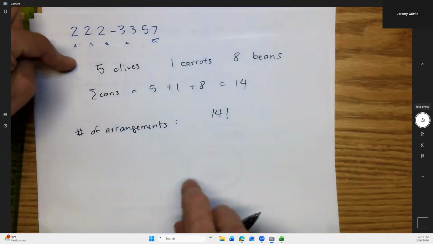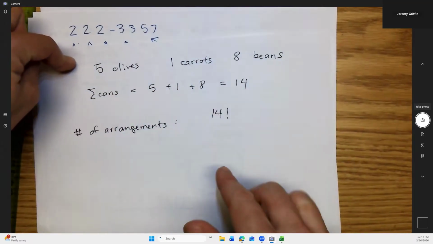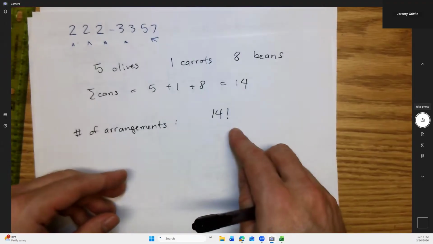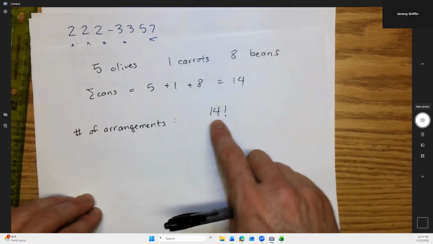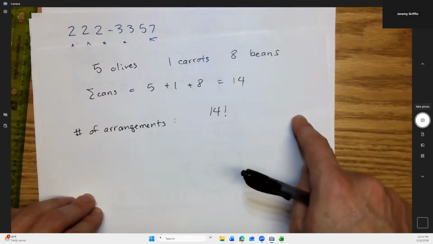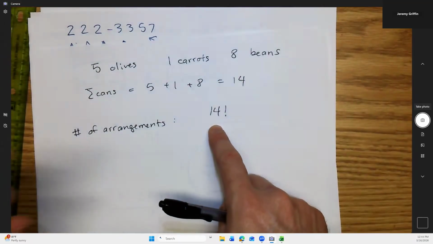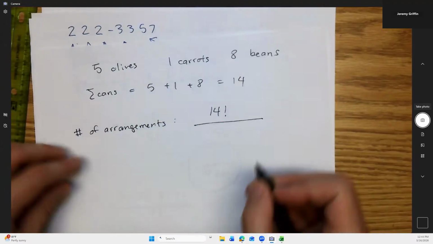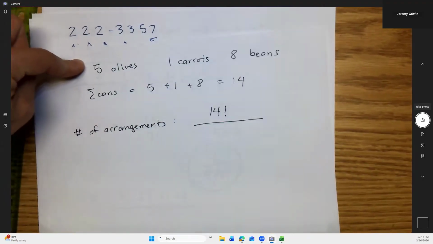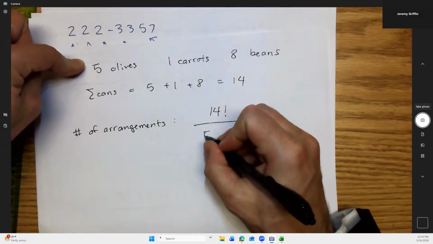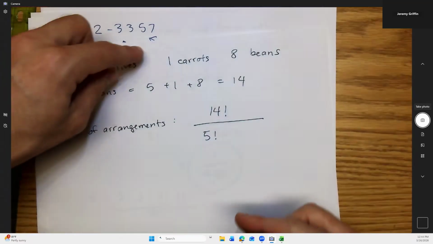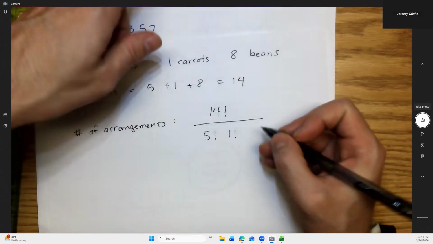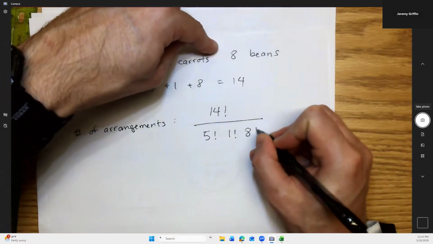Because the first can could be any one of 14, the second can could be any one of the 13 remaining, so it'd be 14 times 13. And the next, now there's only 12 cans, so 14 times 13 times 12, all the way down to the last can, which would be 1. So it would be 14 factorial. But in this case, since these 5 cans of olives are indistinguishable, I'm going to divide by 5 factorial, because that order doesn't matter among those. I have 1 carrot, that's 1 factorial, which doesn't really change anything, but 8 beans.